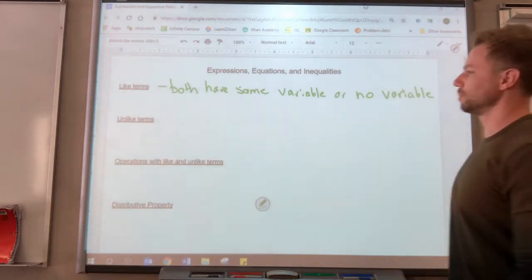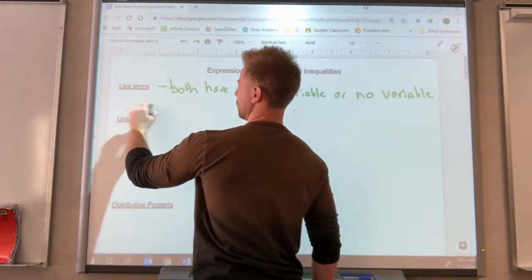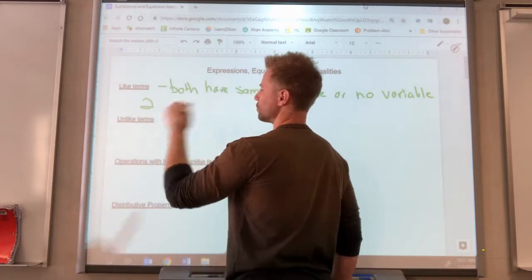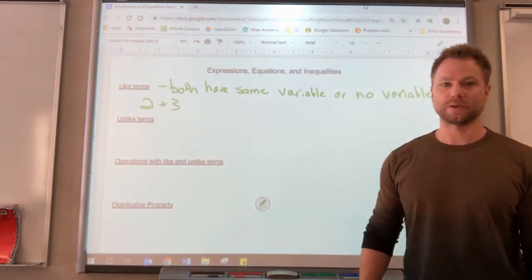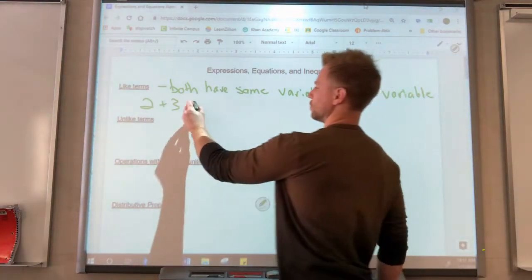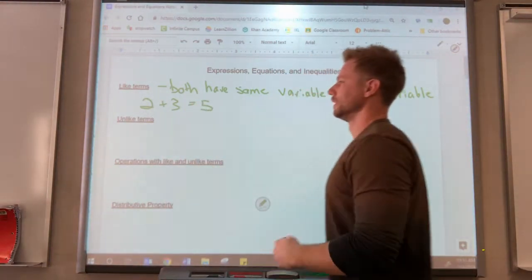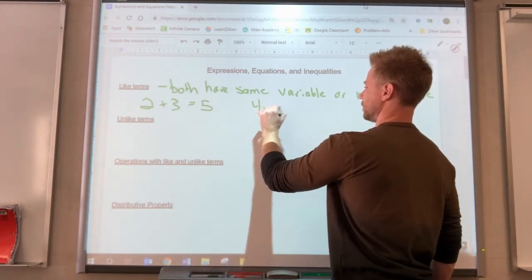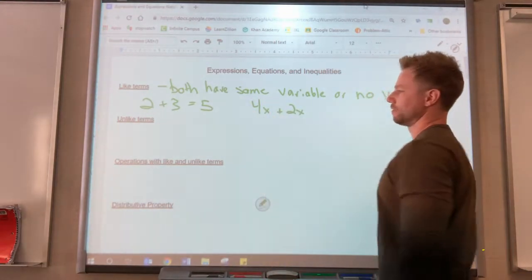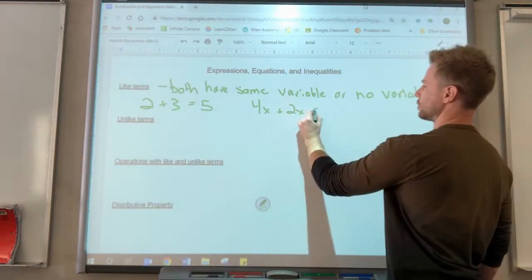Okay, a couple of examples of that would be just regular numbers, 2 and 3. Those would be like terms, neither of them have a letter, so you could just add those together. 2 plus 3 is 5. Or if you had 4x plus 2x, they both have the same letter x, you could add those together.